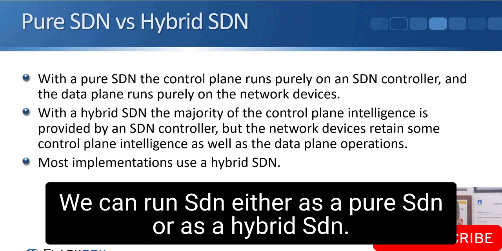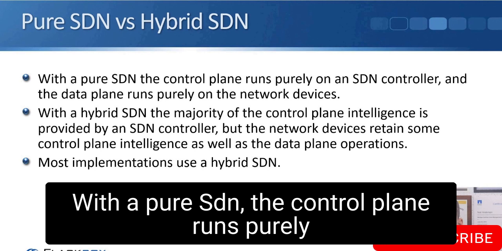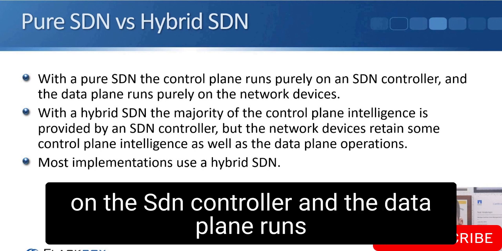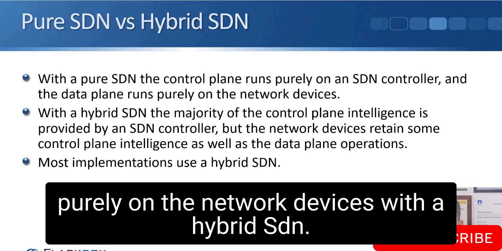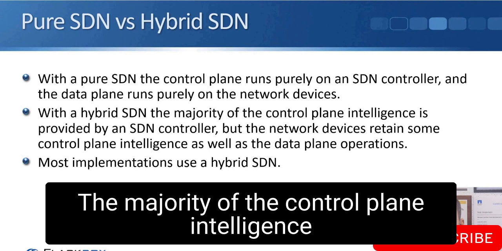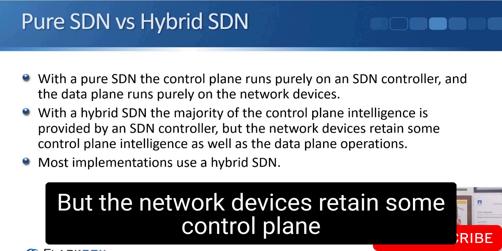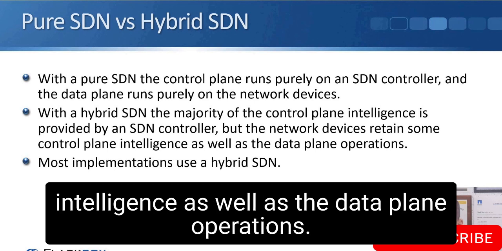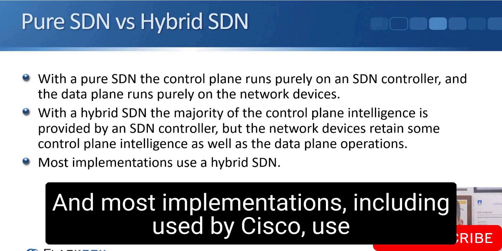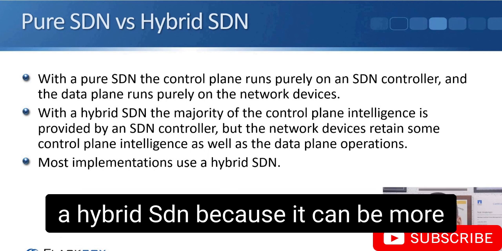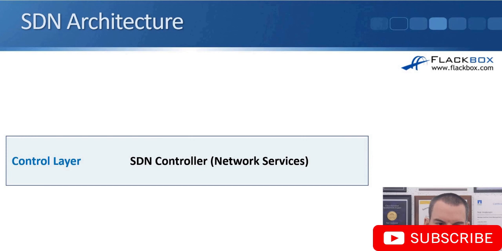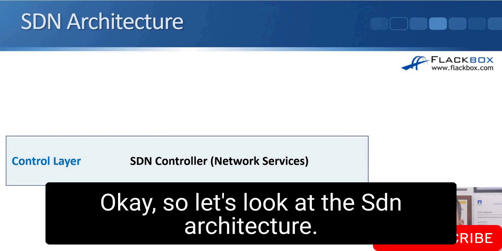We can run SDN either as a pure SDN or as a hybrid SDN. With a pure SDN, the control plane runs purely on the SDN controller, and the data plane runs purely on the network devices. With a hybrid SDN, the majority of the control plane intelligence is again provided by the SDN controller, but the network devices retain some control plane intelligence as well as the data plane operations. And most implementations, including used by Cisco, use a hybrid SDN because it can be more efficient and higher performance that way.